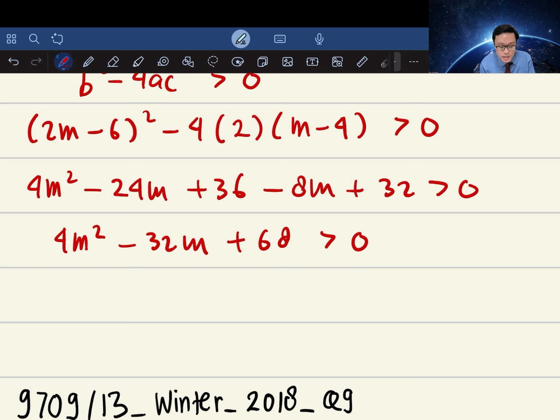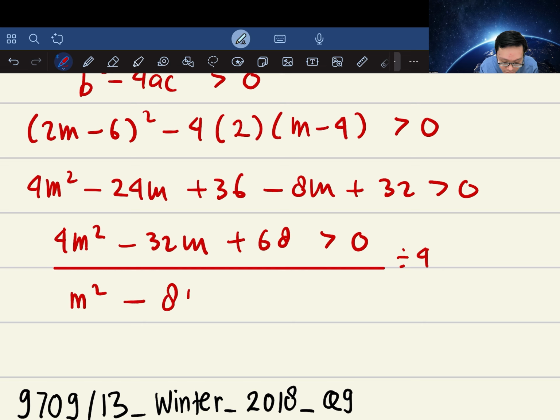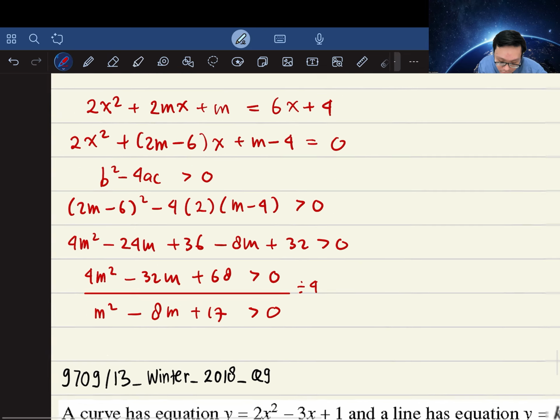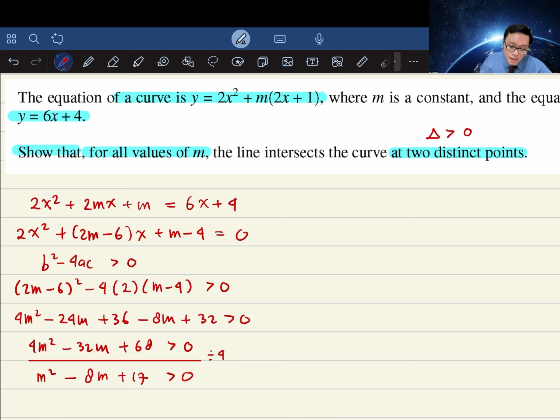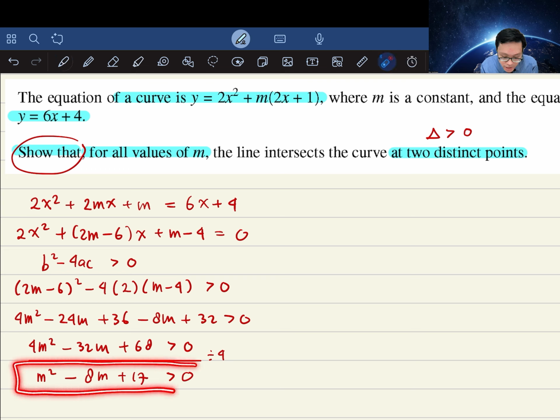Simplify, we get 4m squared minus 32m plus 68 greater than 0. And once again, luckily, we can divide all of them by 4. So we have m squared minus 8m plus 17 greater than 0. Now, for this case, guys, once again, we are not trying to find m, because m can be any value. But we want to show that no matter what value of m we put, this always holds true. But how do we show that this is always greater than 0, no matter what value of m we put? Here's a trick.